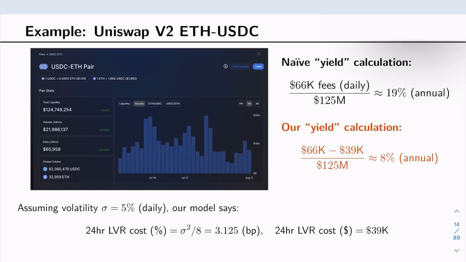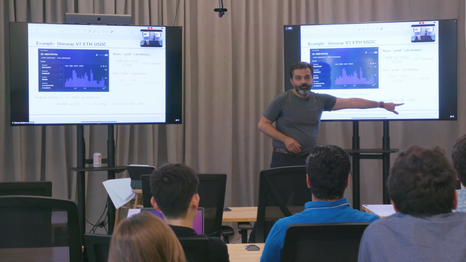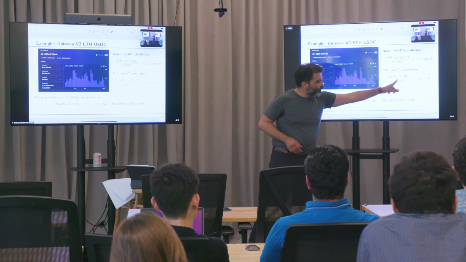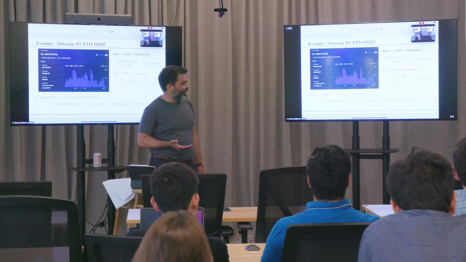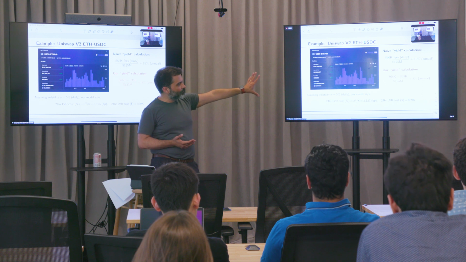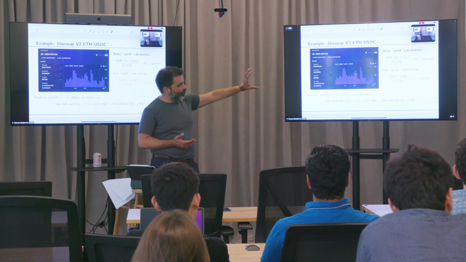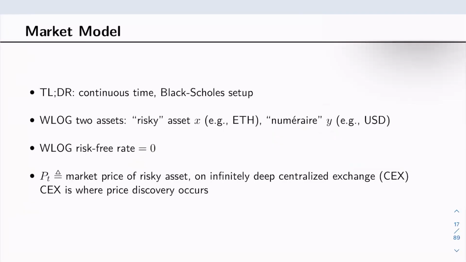But if you plug in the numbers, it says, over this period, if this was the volatility, you should have lost around $40,000 in terms of adverse selection costs. So in reality, maybe you made quite a bit less than was advertised at the beginning. Again, we'll see a much more systematic empirical analysis, but this is the idea. Okay. So I'm going to start with the model.